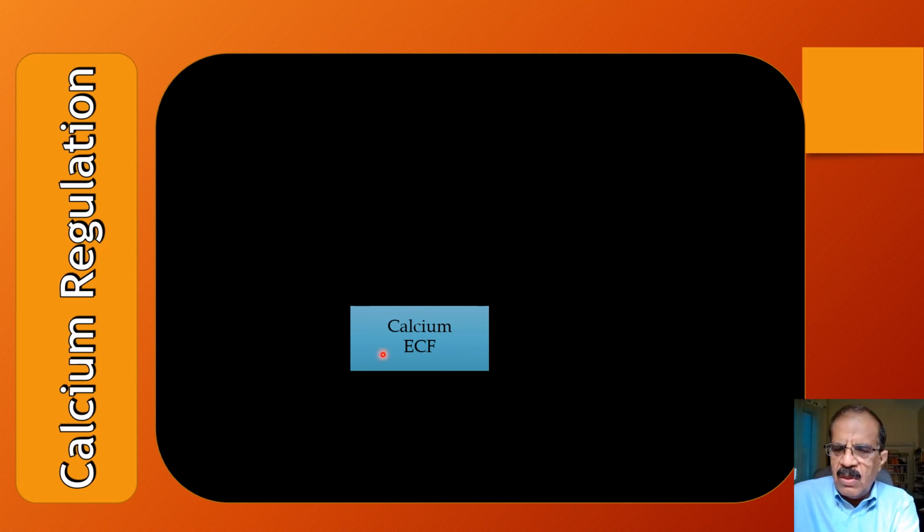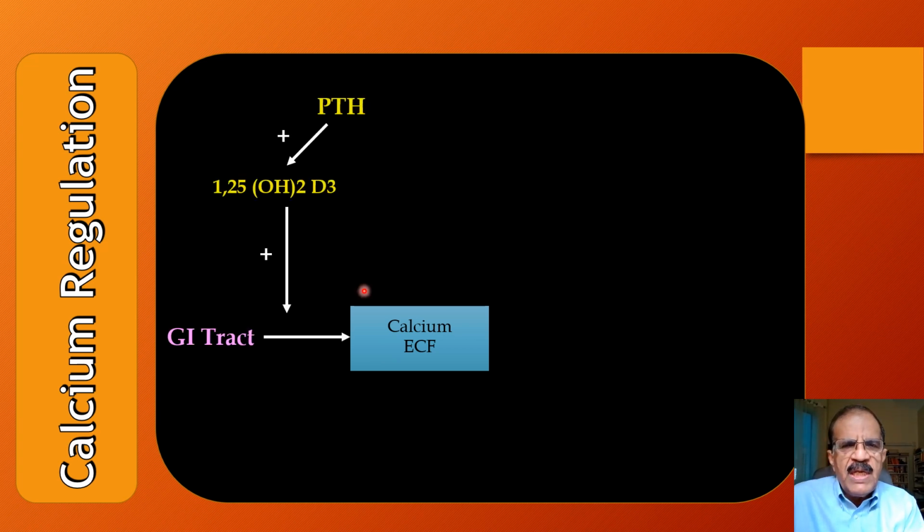Now, various hormones play their role. First of all is PTH. PTH is parathormone released by the parathyroid gland. It has a stimulatory effect on vitamin D. Vitamin D is activated into its active form, which is 1,25-dihydroxycholecalciferol. The one we ingest in food is not active. The one which is produced by the skin in the presence of sun is also not active.